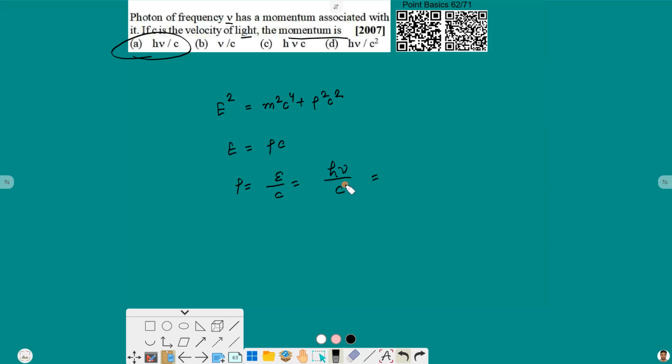And this can also be written as, we know that c is equal to nu lambda. So nu is c by lambda. If we substitute it, it becomes h by lambda. So only option A matches here.